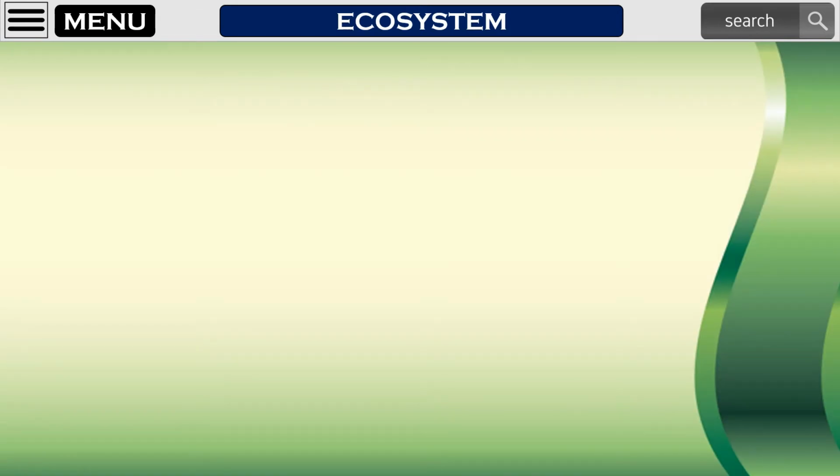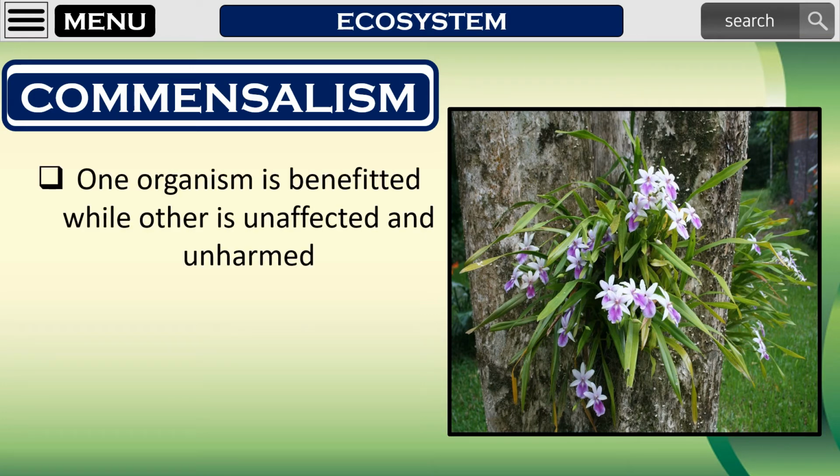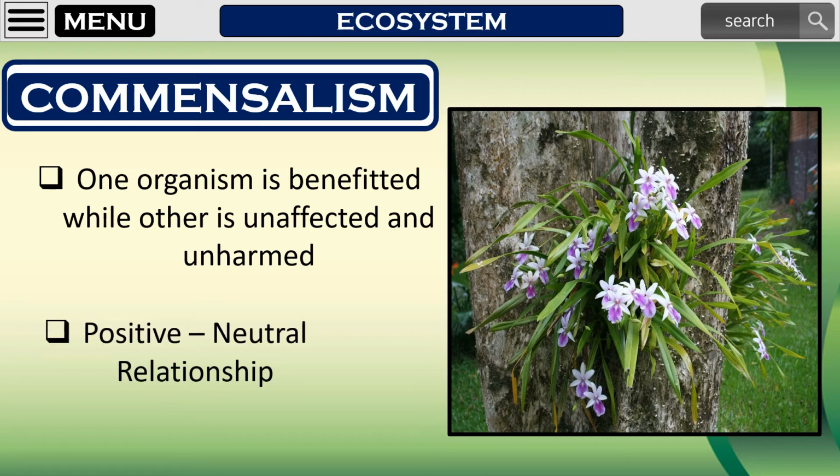Next is commensalism. It is a type of ecological relationship that happens when one organism benefits from the interaction and the other is unaffected. It is neither harmed nor benefited. The interaction of two species in commensalism is positive-neutral, since one species benefits and the other is not affected.